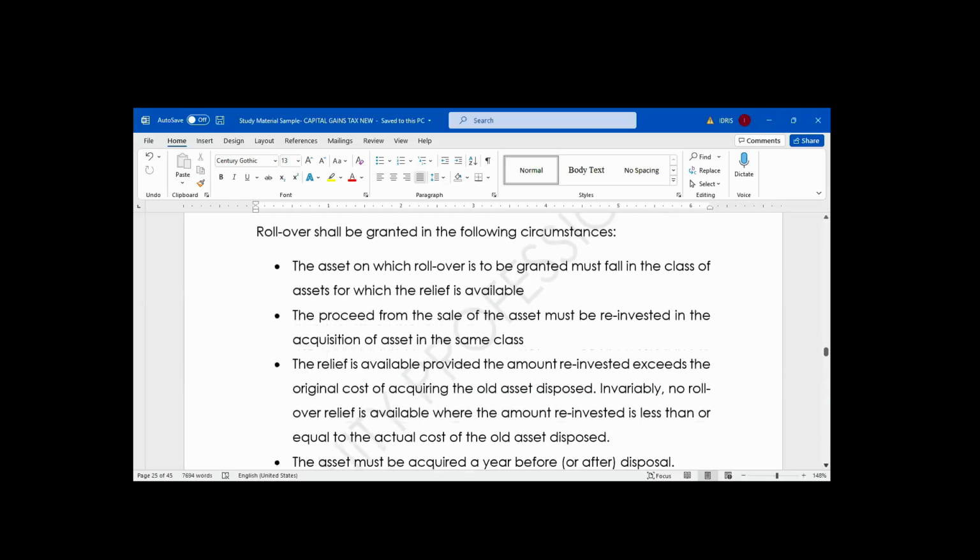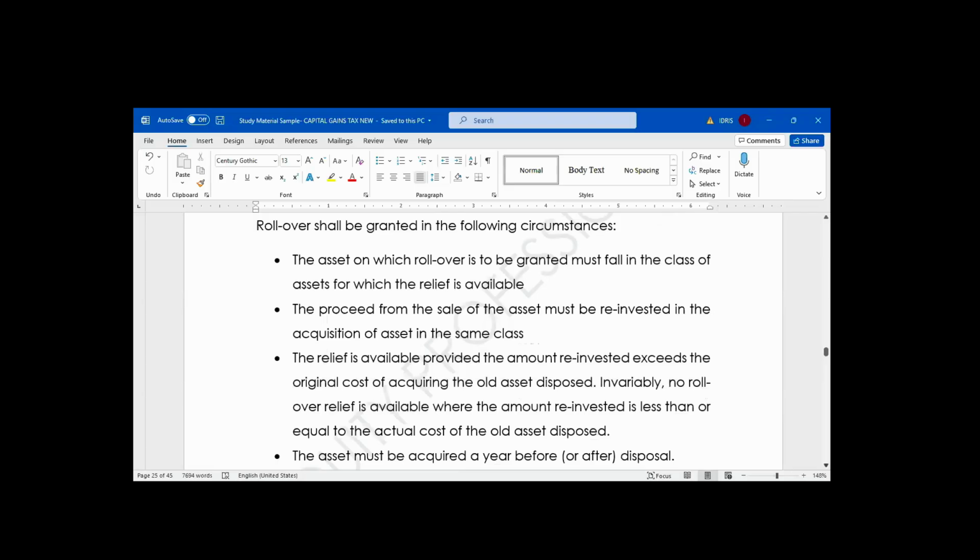The relief is available, provided that the amount reinvested exceed the original cost of acquisition of the asset disposed. What this one is saying is that the cost of acquisition of new assets, that new asset you want to buy, that is the amount reinvested. That is the cost of acquisition of new asset. It must be more than the original cost of acquisition of the old assets.